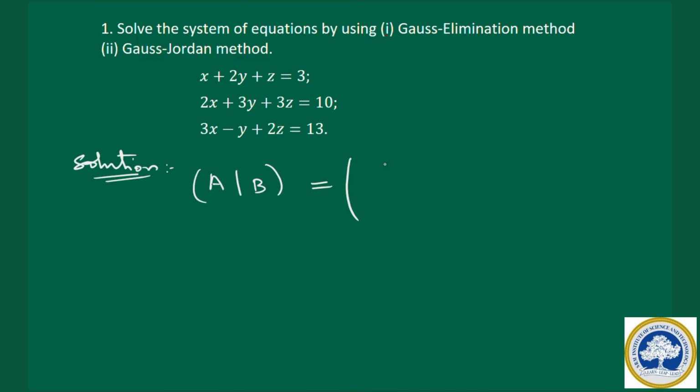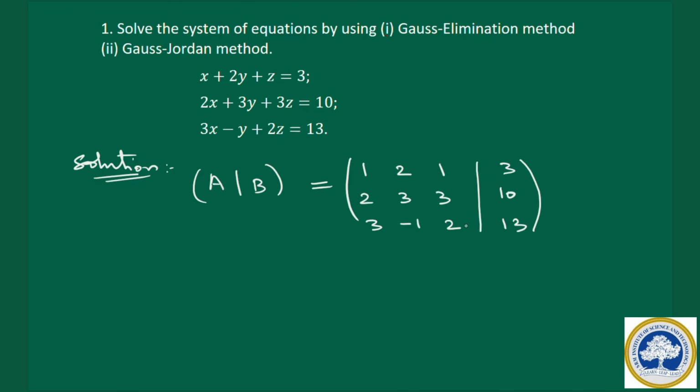So directly I am writing here A is nothing but we can take the coefficient of x, y, z. So first row will be 1, 2, 1, which are the coefficient of the variable x, y, z from the first equation. Second row you have to write it from the second equation. Third row you write it from the third equation. So like this you have to write this is matrix A. It should be separated by a line and then you have to write B. Matrix B is the right hand side constant value. So 3, 10 and 13. Now this is the augmented matrix. This matrix is called as augmented matrix.